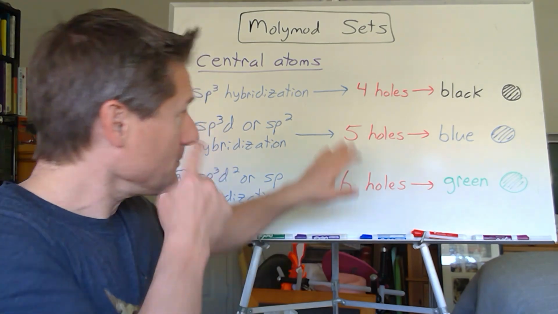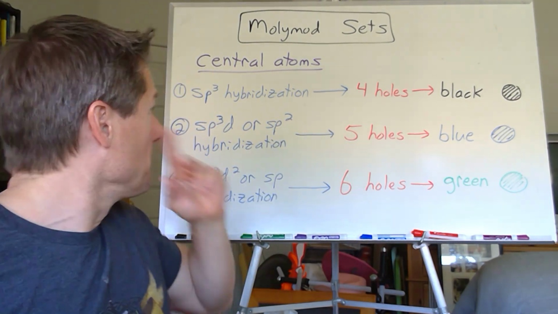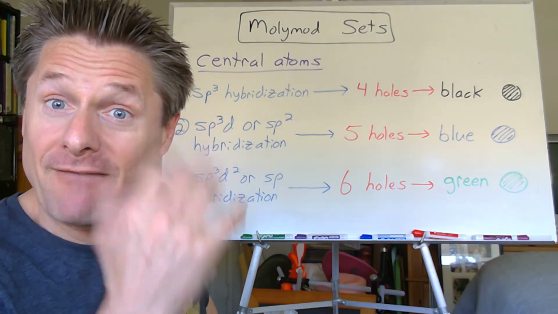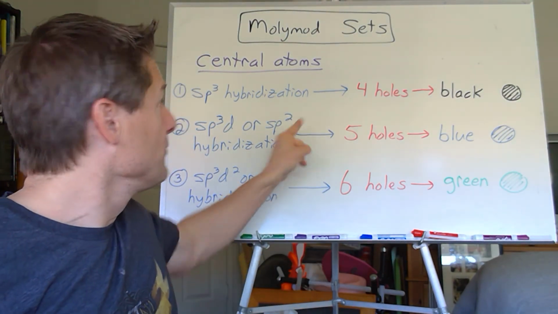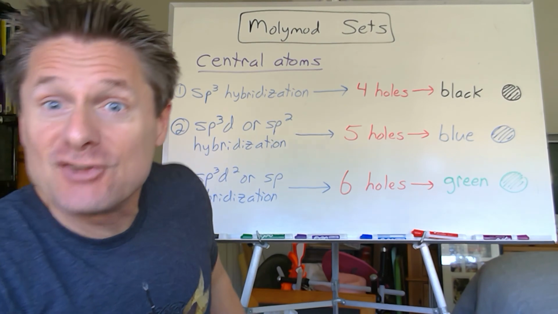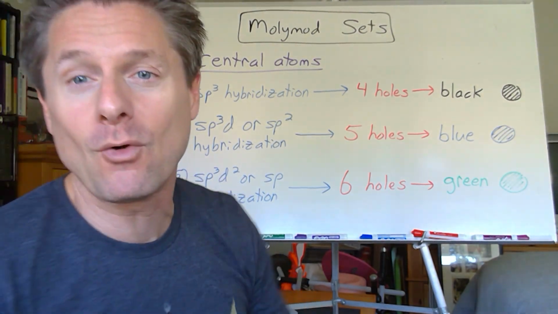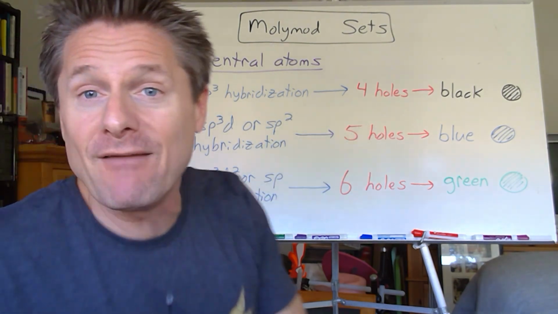So anyway, that's if you're sp3 hybridization. Well, what if you're an expanded octet, sp3d, 5 electron groups, or sp2 hybridization? That's where you get a multiple bond in there with the unhybridized p orbital. Hey, we need 5 holes for both of those.